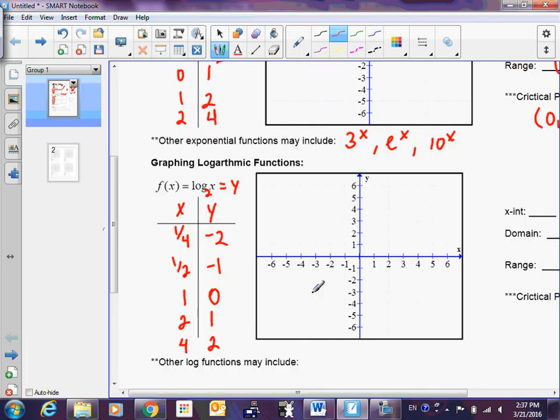So these points are going to be a little bit different. Okay, 1/4 now as the x is right about here, and then -2 would put us right there. 1/2, -1, 1, 0, and so on. I'll plot all these points, and I get a similar looking graph. Instead of a horizontal asymptote, what type of asymptote do I have now? Vertical, at x equals 0. And this kind of continues to go up and out forever.